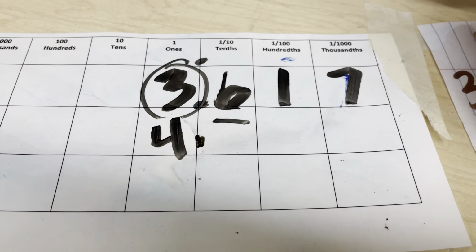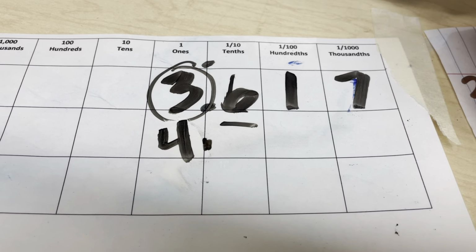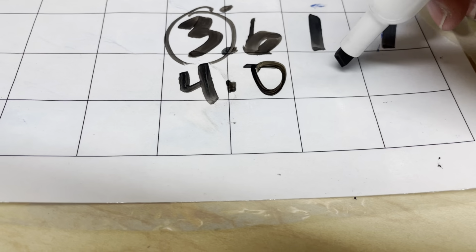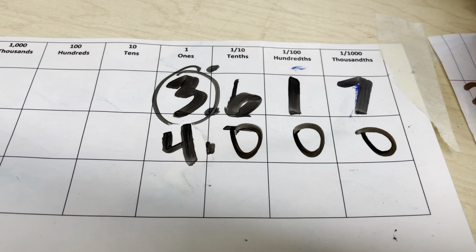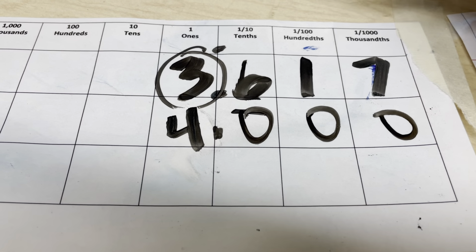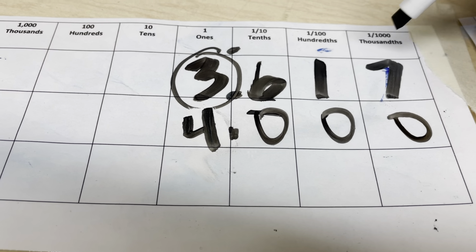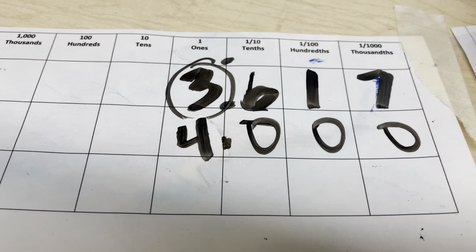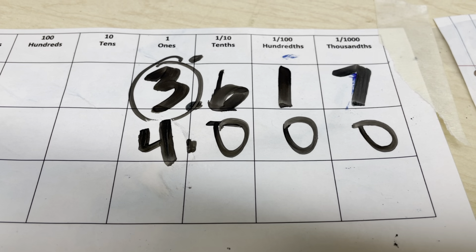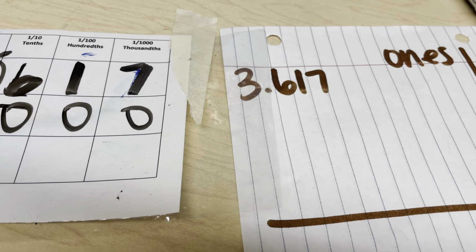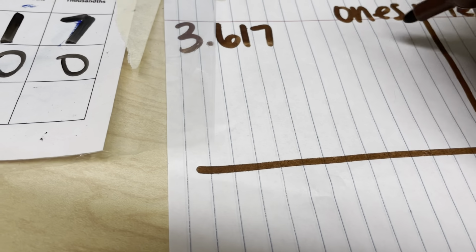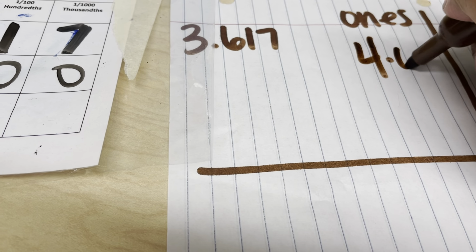Now, once we've rounded to the ones place, all the smaller values become 0. So your answer would be 4.000. Or you could write 4.0 or 4.00 or 4. All of those would be correct. Okay, that's rounding that number to the ones place. So on my sheet, I'm going to write 4.00.